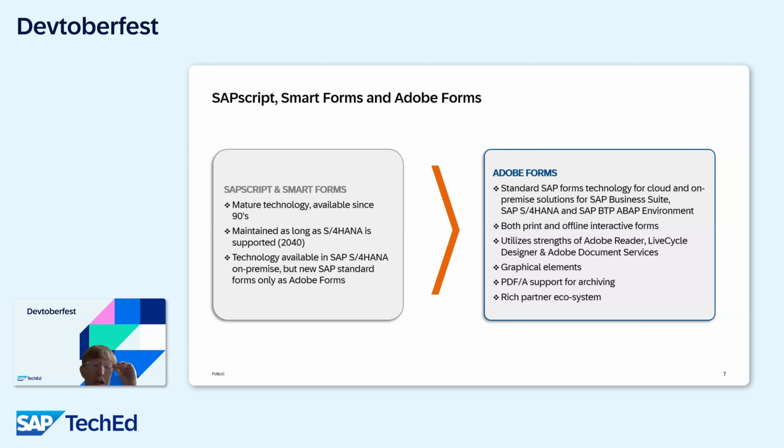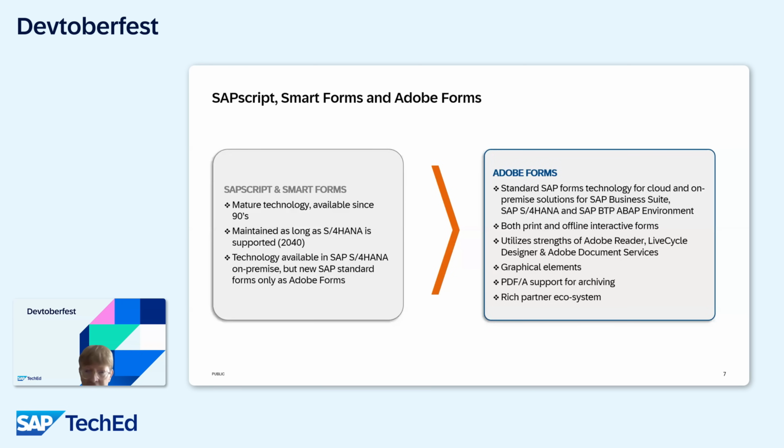But if you're creating new forms, or if you're overhauling your forms landscape, then we very strongly recommend that you move to Adobe Forms. It's the standard forms technology. There's no successor to it on the horizon. You can use it for print forms and offline interactive forms. It uses state-of-the-art technology like Adobe Reader for reading and displaying the forms, Lifecycle Designer for designing the forms, and Adobe Document Services for rendering the forms.